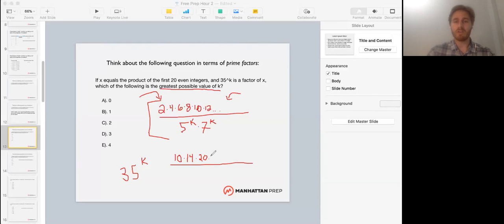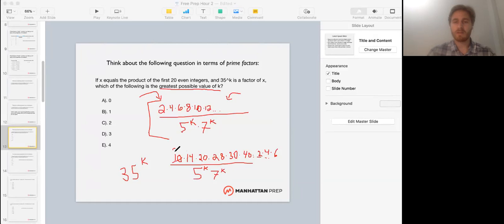We have a 28, that'll give us another 7. We have a 30, that'll give us a 5. We got a 40, that'll give us a 5. And then we got all the other things, the 2, the 4, the 6, all the other things that aren't going to give us the numbers that we really care about here. 5 to the k, 7 to the k.